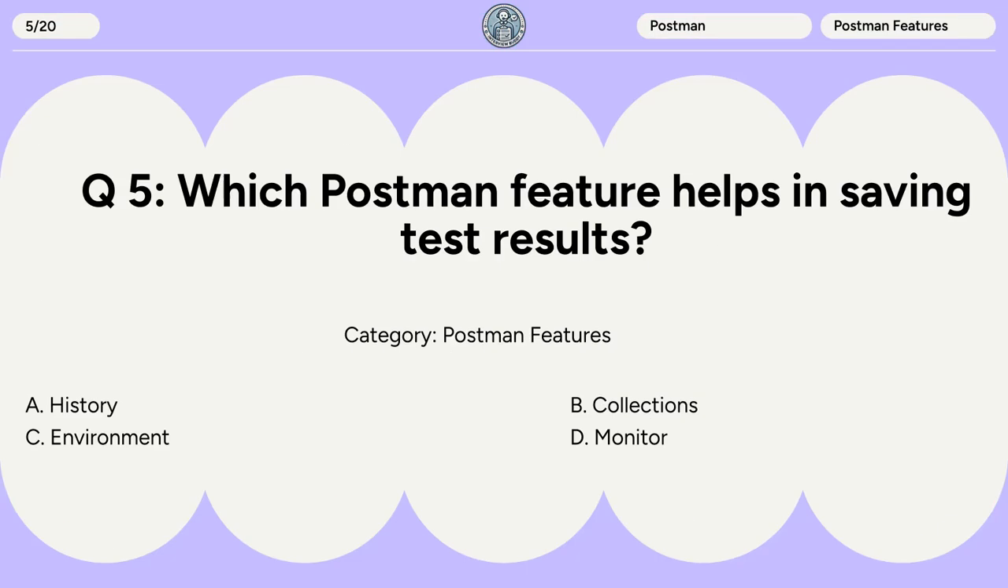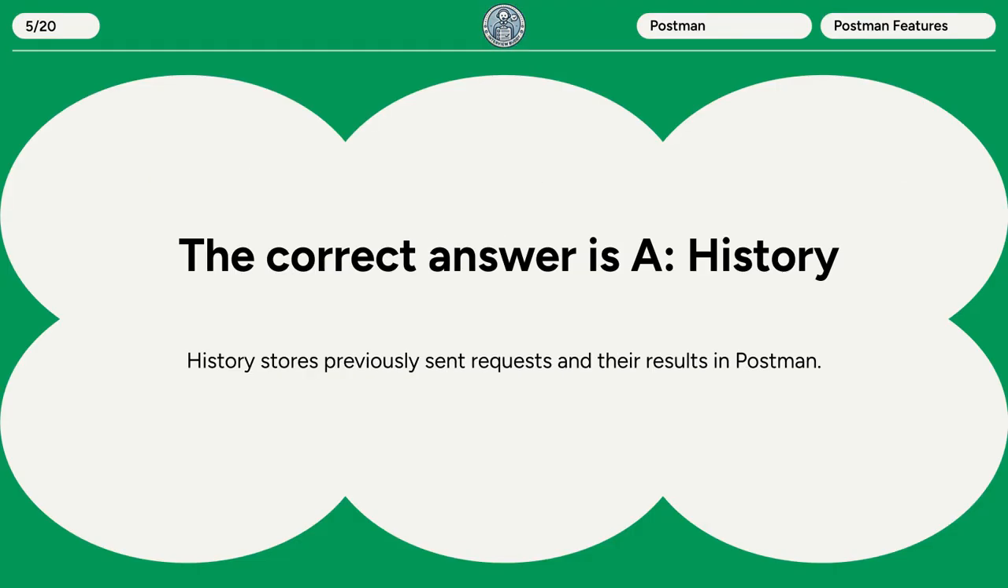Question 5. Which Postman feature helps in saving test results? A. History. B. Collections. C. Environment. D. Monitor. The correct answer is A. History. History stores previously sent requests and their results in Postman.